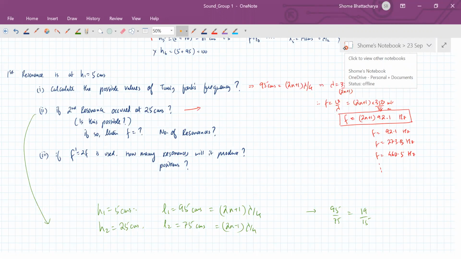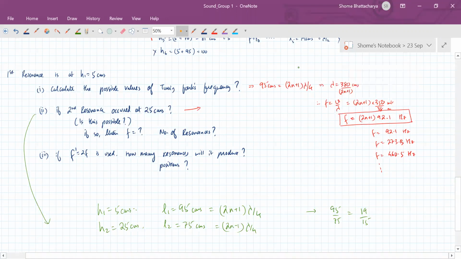The length is decreasing now, so it should become 2n plus. Understanding the length of the resonating column.